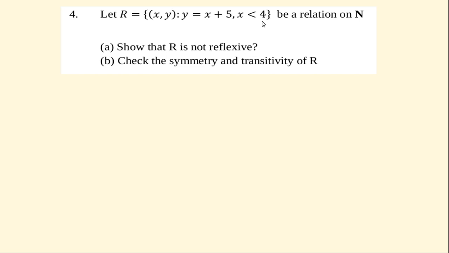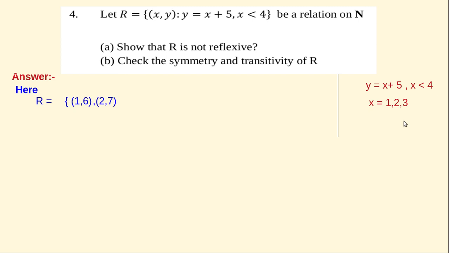Here the relation is defined on N, but one condition is that x is less than 4. Therefore it is easy to write its roster form at first. What is the relation? y equal to x plus 5 and x less than 4. x must be a natural number, and that natural number must be less than 4. Then which are the possible values of x? 1, 2 and 3. When you give x equal to 1, what is the answer? 1 plus 5, that is 6. When x equal to 2, 2 plus 5, that is 7. When x equal to 3, 3 plus 5 is 8.